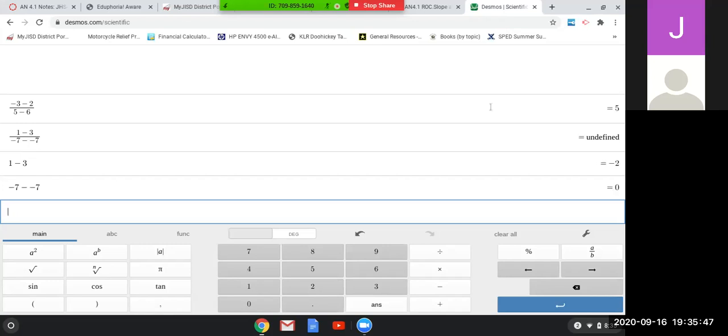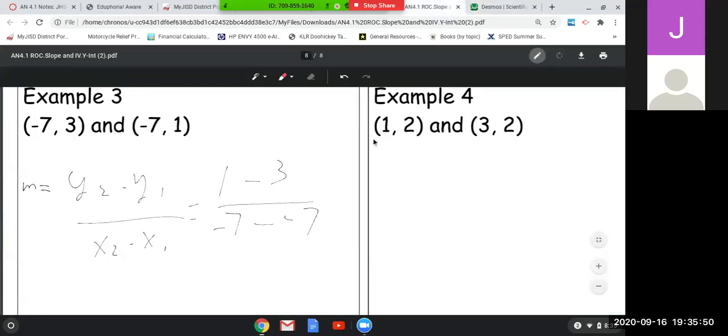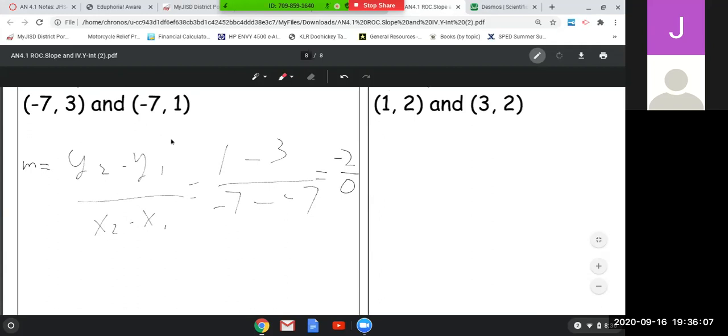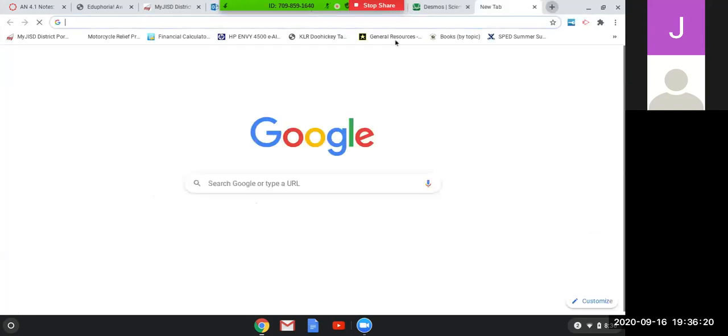So my rise over run, change in y over change in x, equals a negative 2 over 0. So really what I've got here, these 2 points, if I plotted those points, maybe I should plot those points just so we can see what's going on here. I'm going to plot negative 7, 3 and negative 7, 1. I'm going to do that in Desmos graphing calculator.